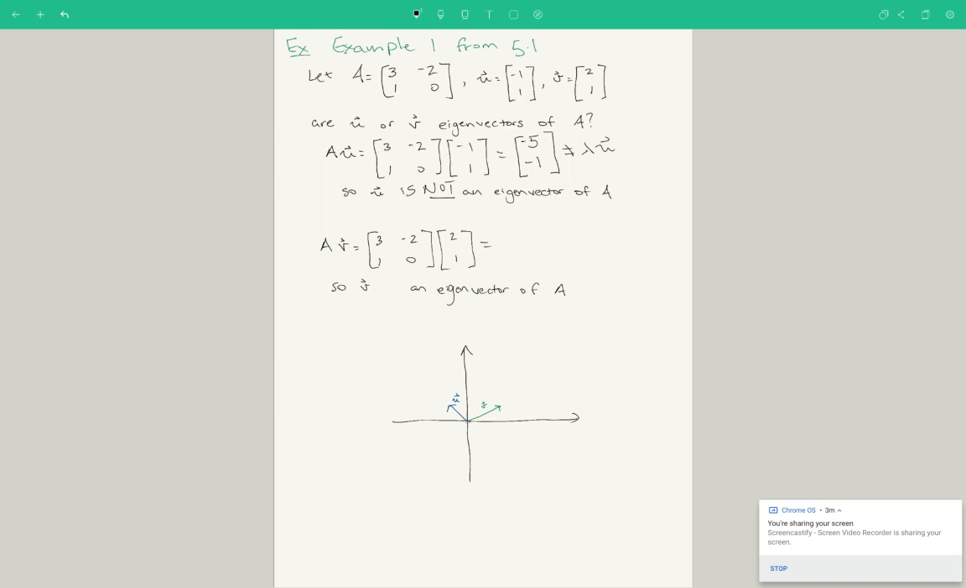If we multiply A times v, then we get 6 minus 2 is 4, and 2 plus 0 is 2. Is this a scalar multiple of our original? Well, 2 times 2 gives us 4, and 1 times 2 gives us 2. So we can factor out a 2 and say this is 2 times our original vector v. That means that v is an eigenvector of A, and the eigenvalue that's related to this eigenvector is going to be that 2 that we pulled out.